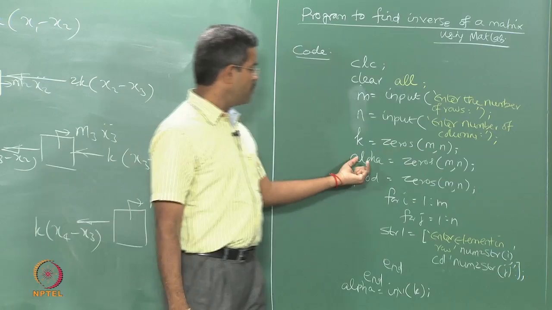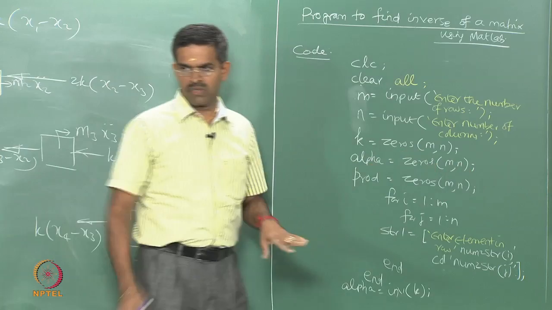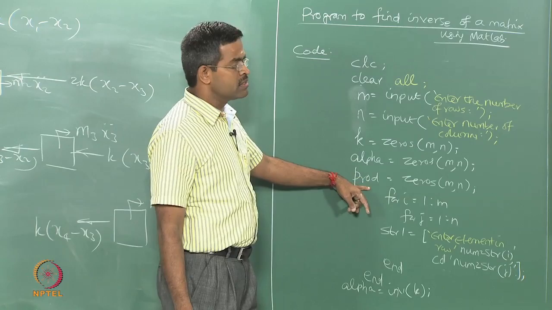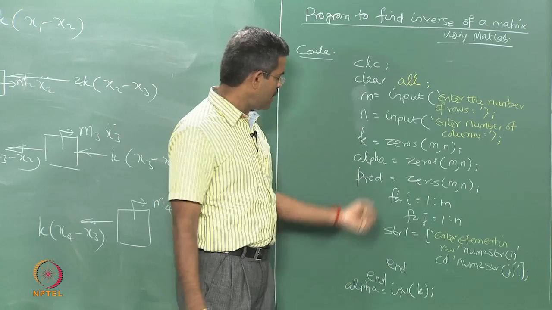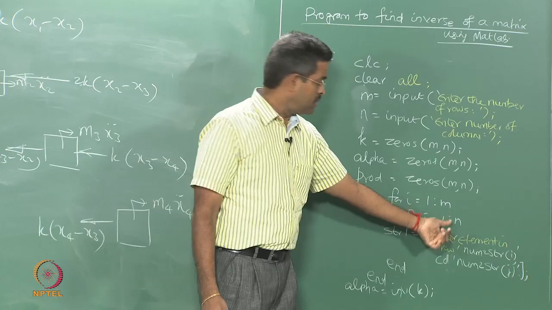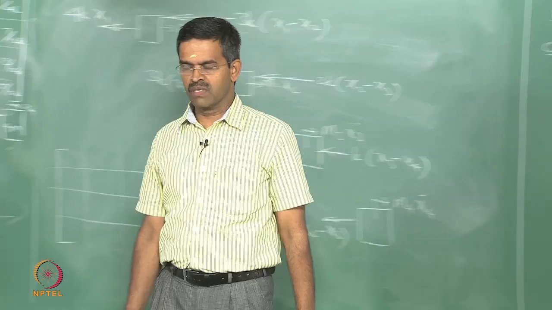Then you call a new matrix alpha, which is the inverse of the given matrix, and let us say initially all values in this matrix are zeros, so initialize it. Then you start. I also want the product of this, because I am going to check whether the inverted matrix and the original matrix product becomes an identity matrix. So I have one more variable, prod, again initialized. Then I run a loop for i and j, where m is the number of rows and n is the number of columns. Alpha matrix will be the inverse of K, so you will be able to get the matrix very easily. You can run this program.